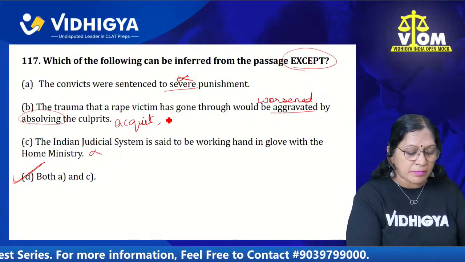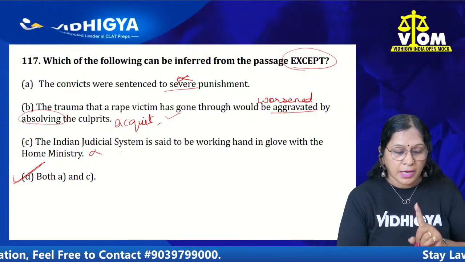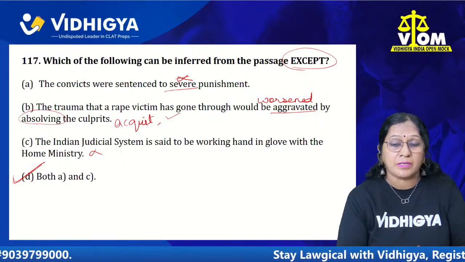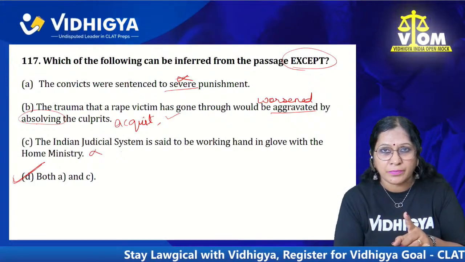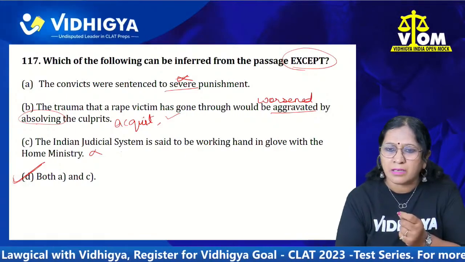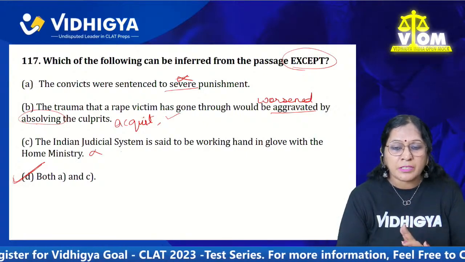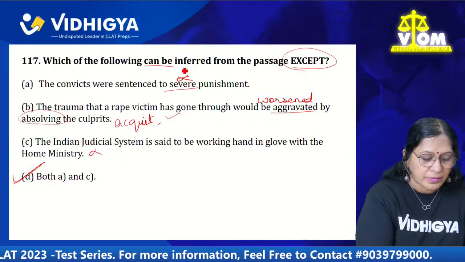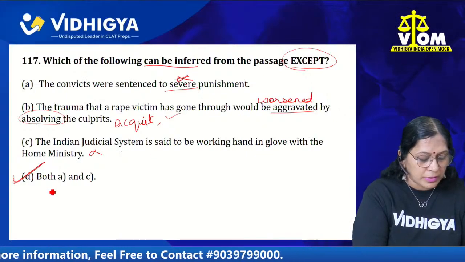Right? Because B is something that we can understand from the passage. I'll repeat. Understand the question first. It says which of the following can be inferred from the passage except. I have found many students who read half the question, right, and then get confused. Or they read it in a hurry and they skip this last word except. So read the question very patiently because only then you will be able to mark the right answer. So can be inferred except means cannot be inferred. So A and C both, D becomes your answer.